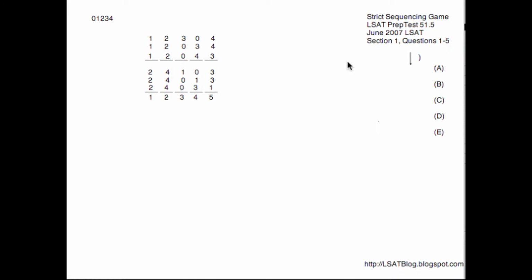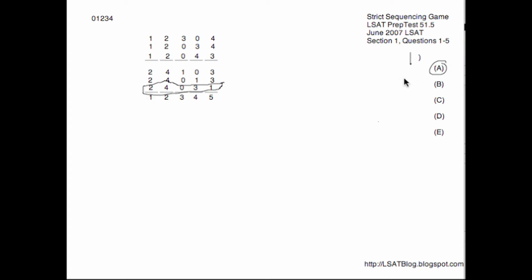Now that we've done the setup for this logic game, let's take a look at the questions. The first question is saying, if our last digit were 1, what must be true? If the final digit were the number 1, that limits us to only this bottom possibility, 2, 4, 0, 3, 1. That is the only valid scenario where our final digit is the number 1. So they're asking us what must be true. We'll just run through the choices. Must the first digit be 2? Yes, it must. That definitely happens in this possibility. So A is our answer for number 1.